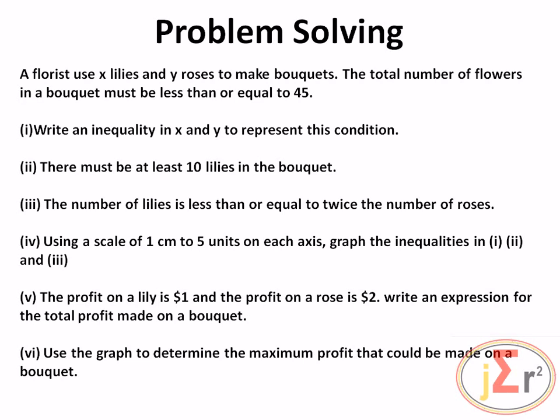There must be at least 10 lilies in the bouquet. The number of lilies is less than or equal to twice the number of roses. Use a scale of 1 cm to 5 units on each axis. Graph the inequalities in 1, 2, and 3. The profit on a lily is $1 and the profit on a rose is $2. Write an expression for the total profit made on a bouquet. Use the graph to determine the maximum profit that could be made on a bouquet.